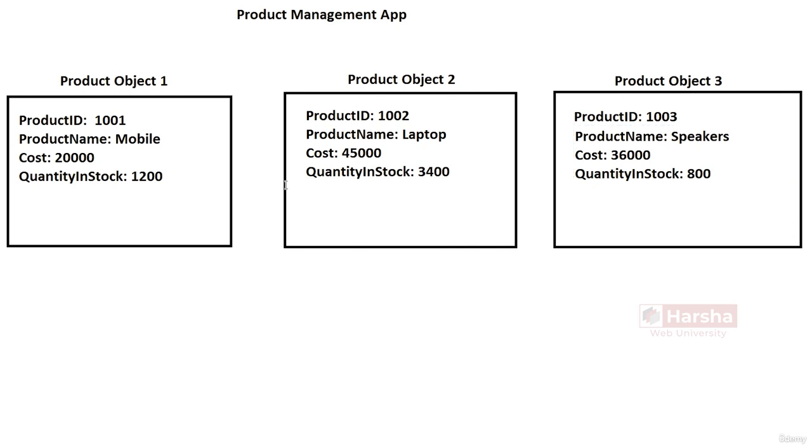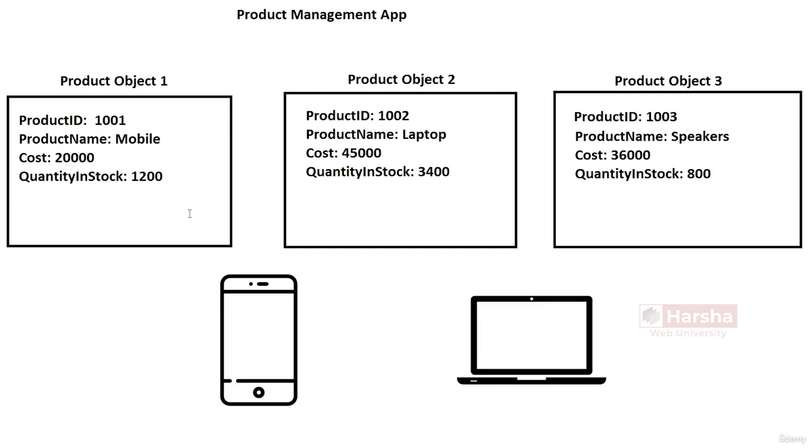So in order to store this data in the program, you have to create a class that contains the 4 fields, that is product ID, product name, cost and quantity in stock. And based on that class, we have to create 3 objects, whereas each object represents a single product. That is, one object that represents a mobile, second object represents a laptop, etc.